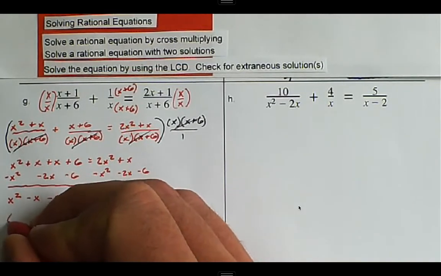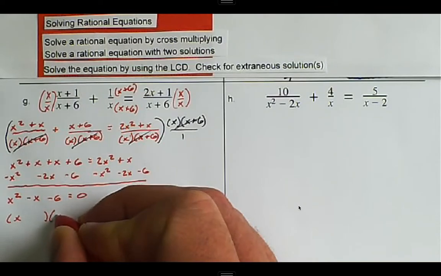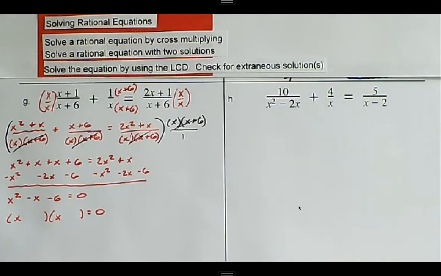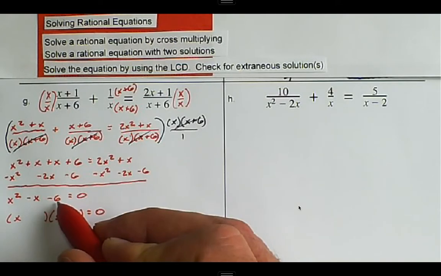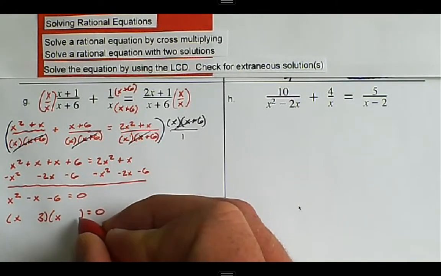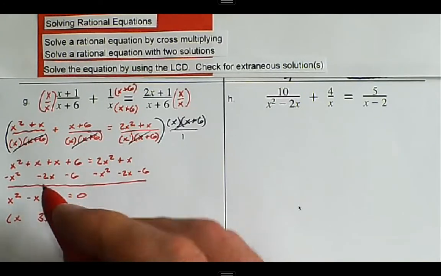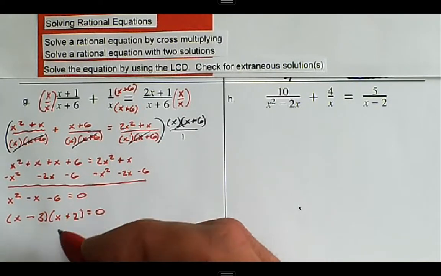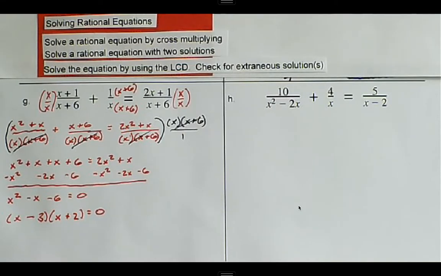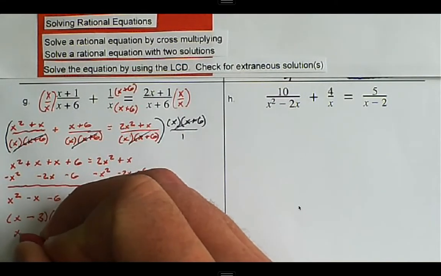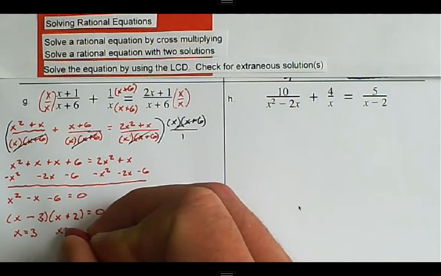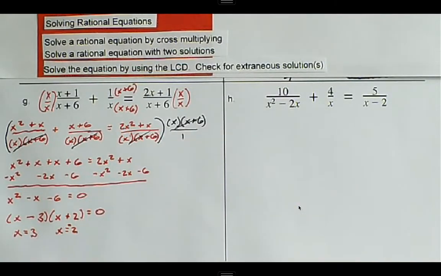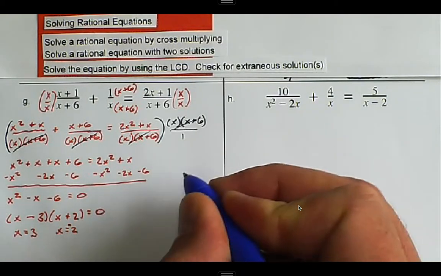And so we get x times x is still equal to 0. And two numbers that multiply to negative 6, we're going to have 3 and 2. And they have to add to negative 1. So we have to have a negative and a positive. And so the two possible solutions for this are x equals 3 and x equals negative 2. And then we just have to check each one of those to make sure that they do indeed work. And so we'll just substitute them in.